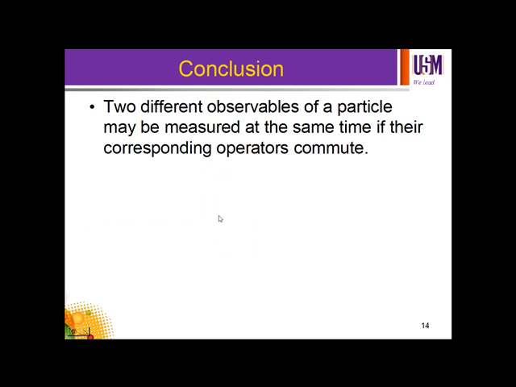As a conclusion, two different observables of a particle may be measured at the same time. Same time, that means simultaneously, if their corresponding operators commute, that means if the corresponding operators are commutative.